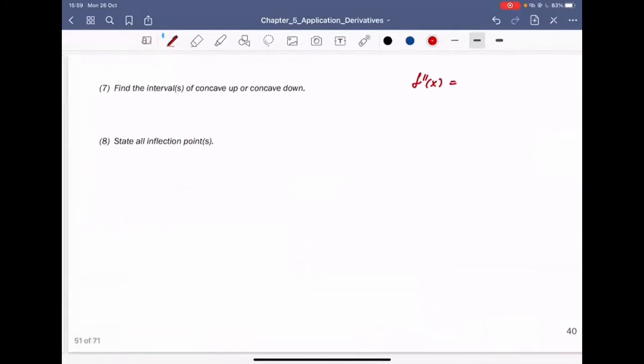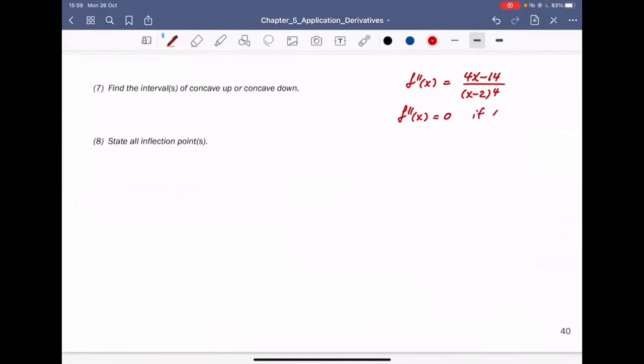Which is going to be, let me copy that one. So it's going to be (4x - 14) over (x - 2) to the fourth power. Well, now f double prime x is equal to 0 when x equals 7 over 2, right? And then f double prime x does not exist when x equals 2. So for f double prime here, we're going to have 2 and 3.5.